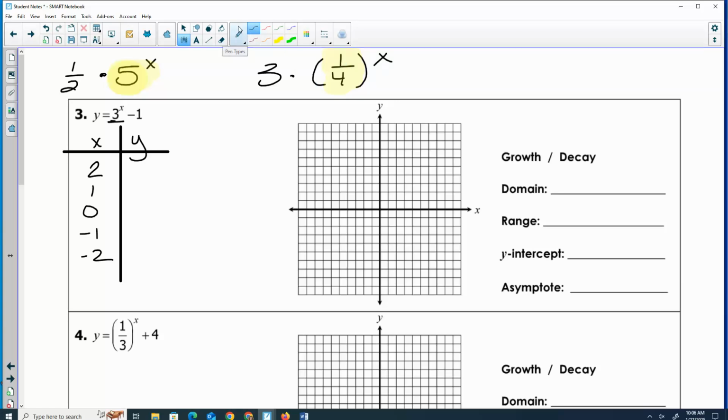You can also use Desmos if you would like to get these graphs and check yourself. Also a good option if you're not sure if it's growth or decay, you could look at it. If it's rising, it's growth. If it's falling, it's decay.